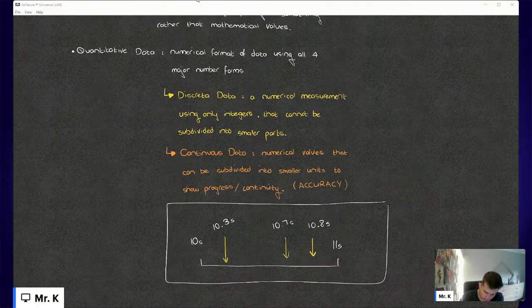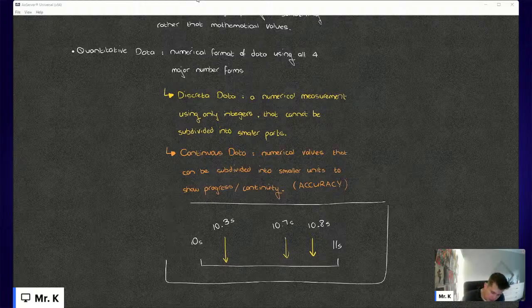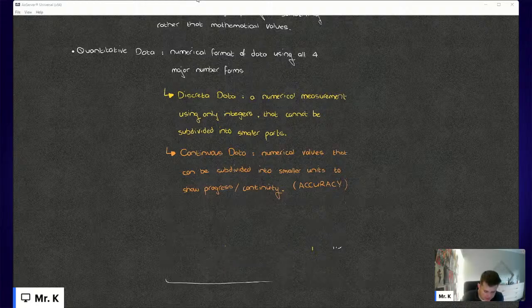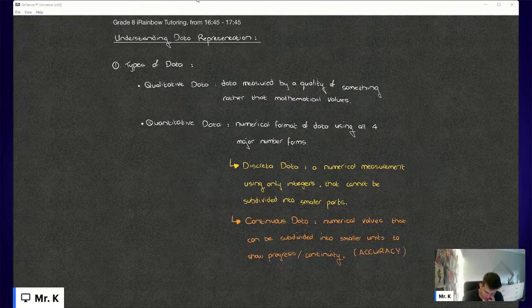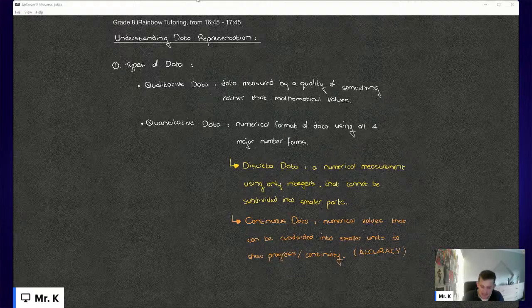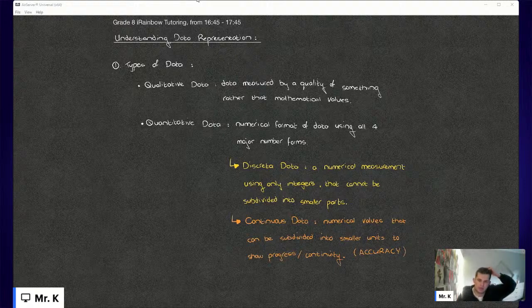Okay. I hope that makes sense, guys. So you need to be aware of these different categories of data because you may be tested on it. Please remember that discrete and continuous data are both forms of quantitative data, which means that they are numerical. They work with numbers, not descriptions or qualities.